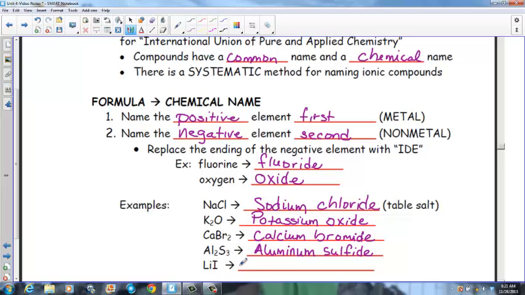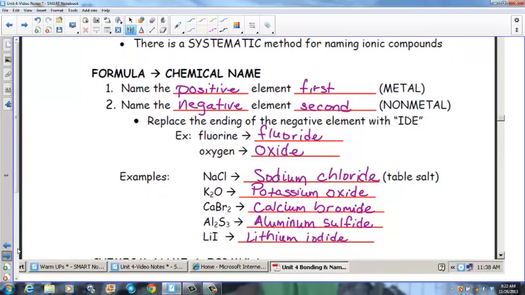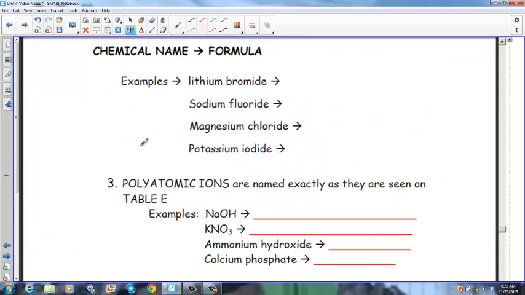The next one, lithium, is the metal, so we just name it. No special rule there. And then the nonmetal is going to be called iodide. Sounds funny, but it is correct, so you would say iodide. Now this is where it gets a little tricky, where we want to go from the chemical name to the formula. We use this crisscross method, but the first thing you have to do is write out the symbols.